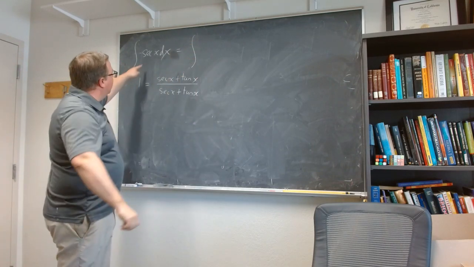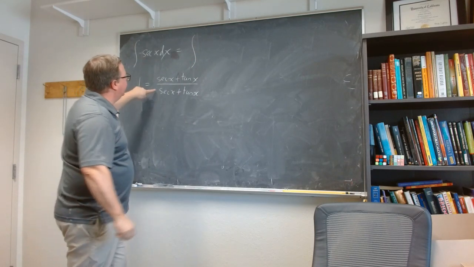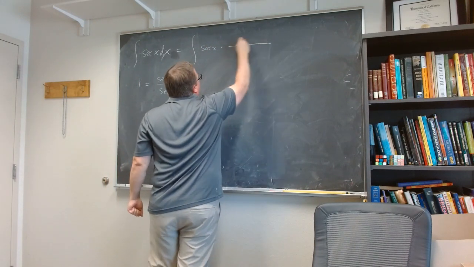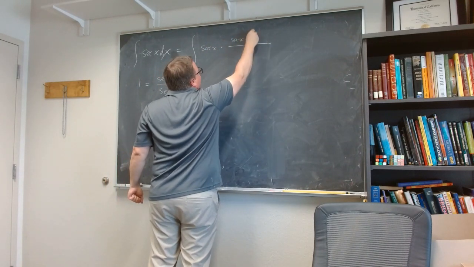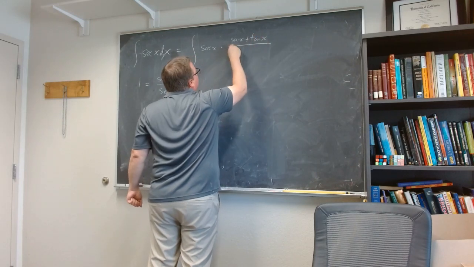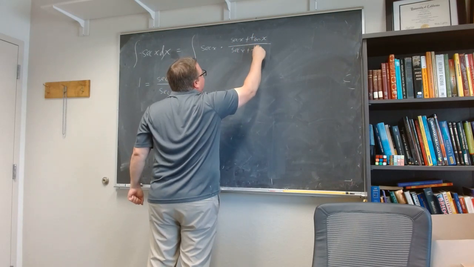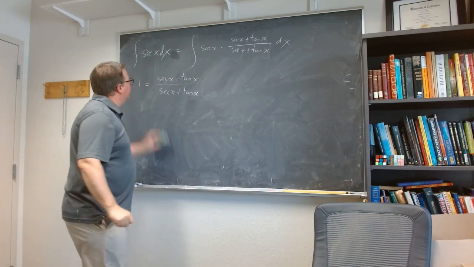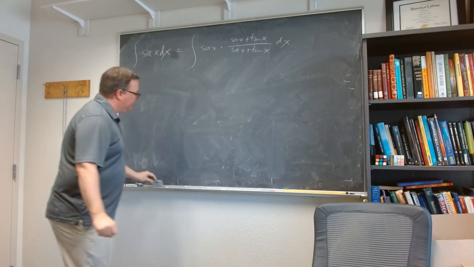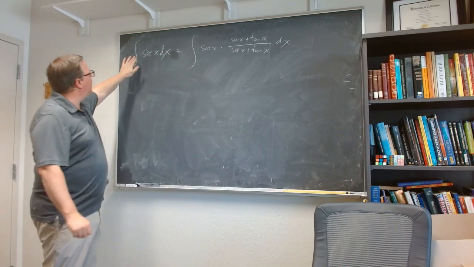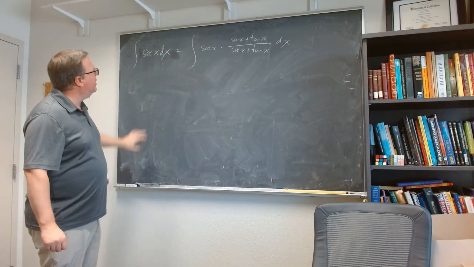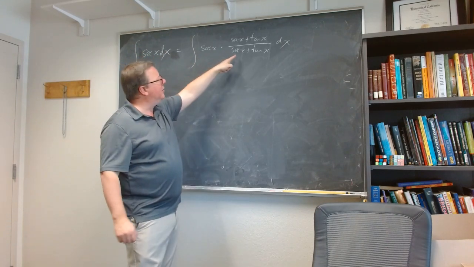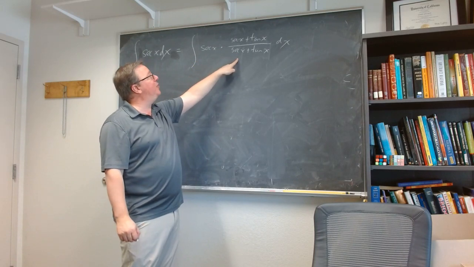Let's plug it in. We're going to multiply secant x by this. So we're going to have secant x multiplied by the fraction secant x plus tangent x over secant x plus tangent x dx. So we haven't changed the expression at all. We're still just doing the antiderivative of secant x, but we've changed how it looks by multiplying by this ugly version of 1.